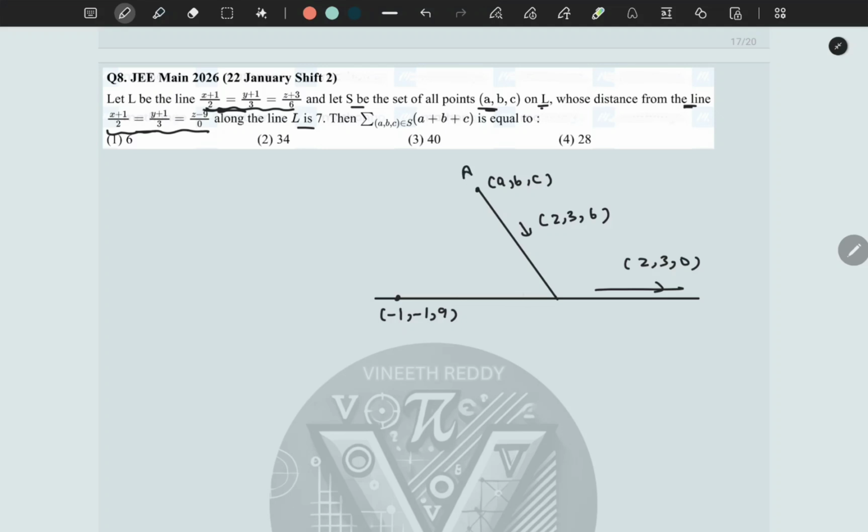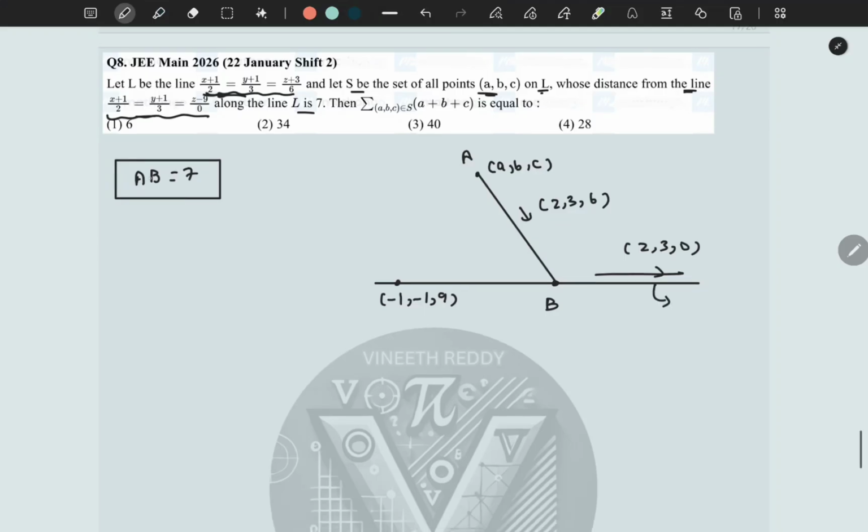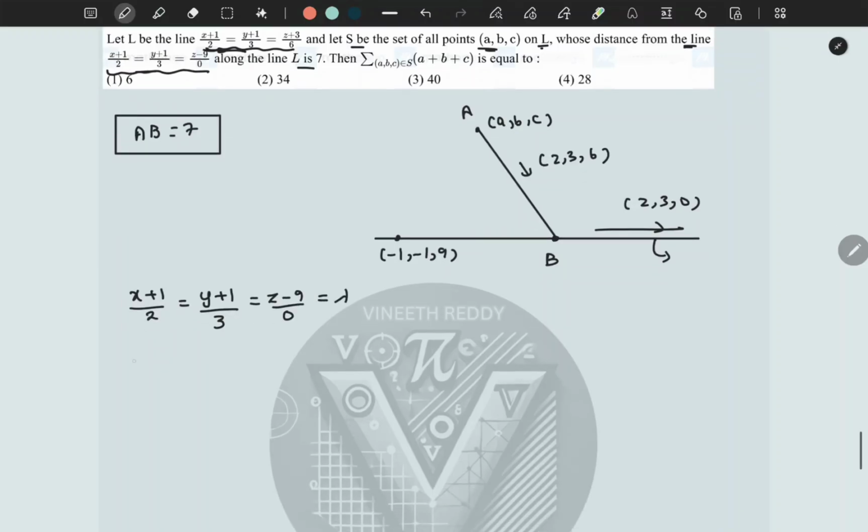So let us say this is point A and this point B. So what did he give the students? He has told that AB is equal to 7, right? AB is equal to 7. Now what should we do? As we have done in the previous question, let us once again assume the point B on the second line, right? Second line is this. So how do we assume? Let us write down the second line equation, that is x plus 1 divided by 2 is equal to y plus 1 divided by 3 is equal to z minus 9 divided by 0. That should be equal to lambda. Again, we get x is equal to 2 lambda minus 1. Let us say this is lambda 1.